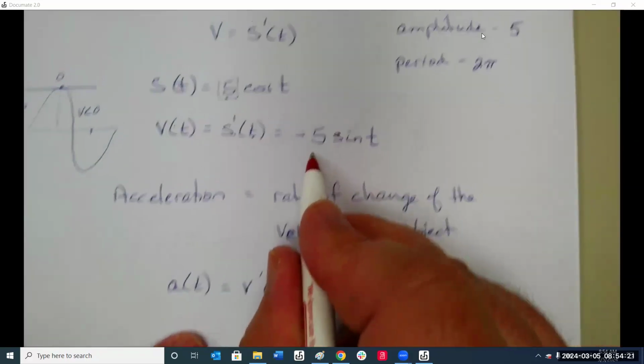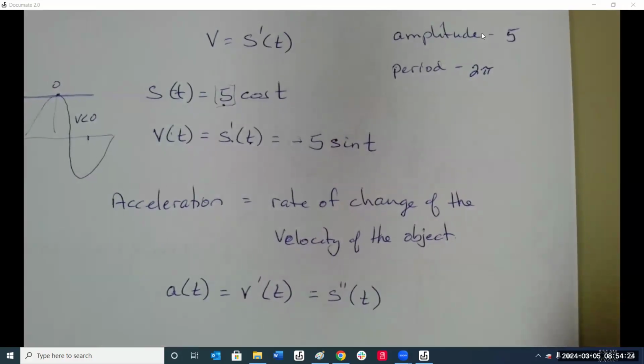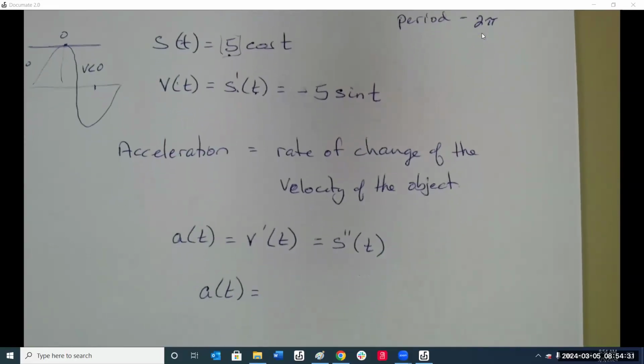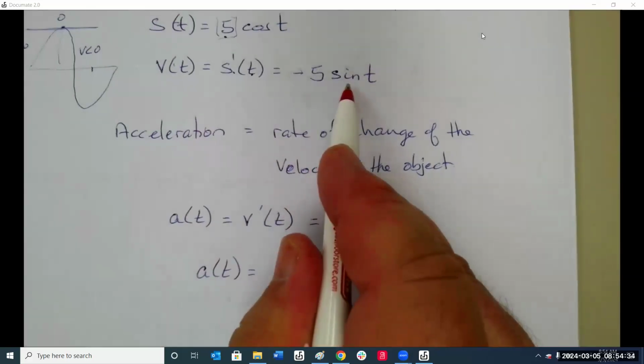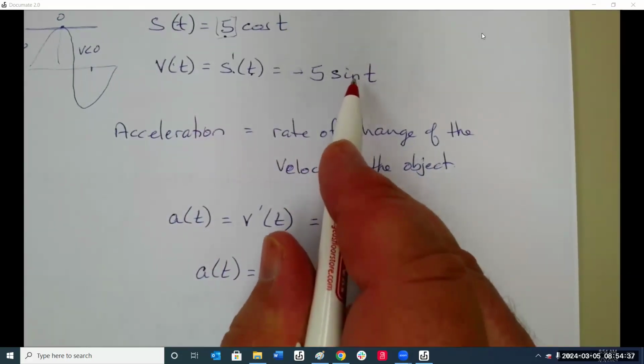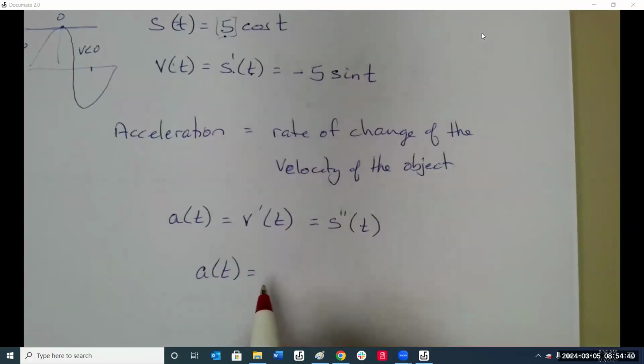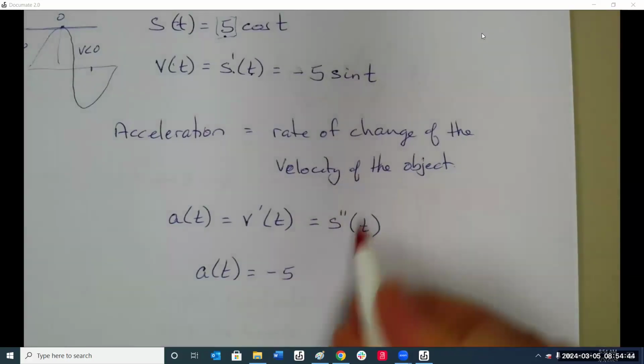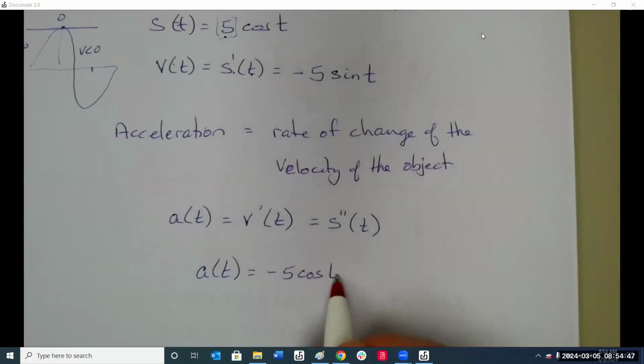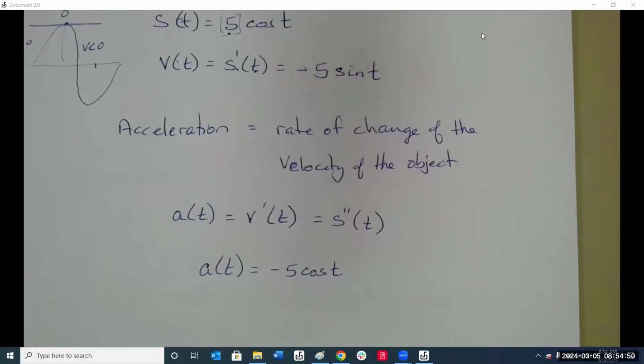So what's the derivative of -5 sine t? The velocity is -5 sine t. What's the derivative of -5 sine t? -5, because it's a constant. Derivative of sine is cosine. Very good. So in here, we can see where the acceleration changes. And that's what example 3 was looking for.